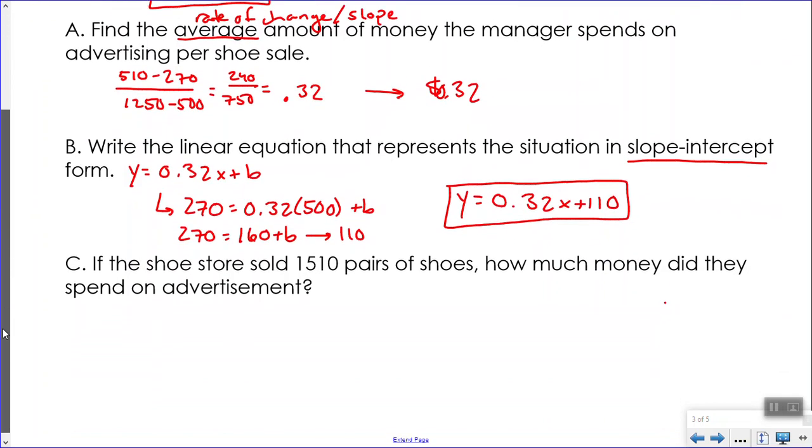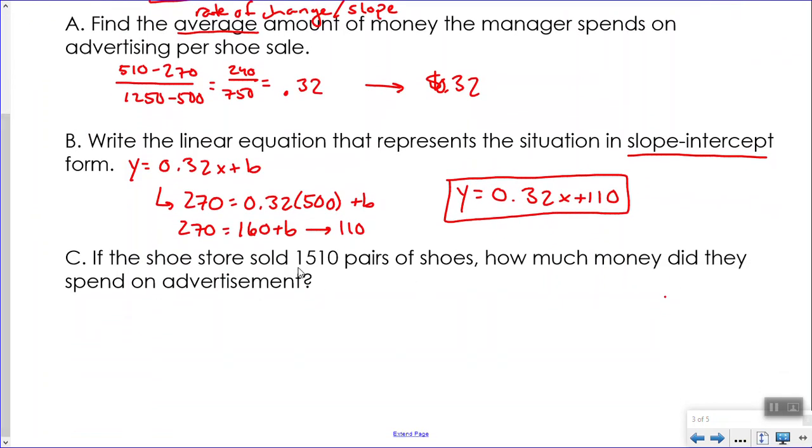The last part that we're asked here is that if the shoe store sold 1,510 pairs of shoes, we know that that's a y value, how much money did they spend on advertisements? So what is x equal to? Go ahead, pause the video, and see if you can answer this question.